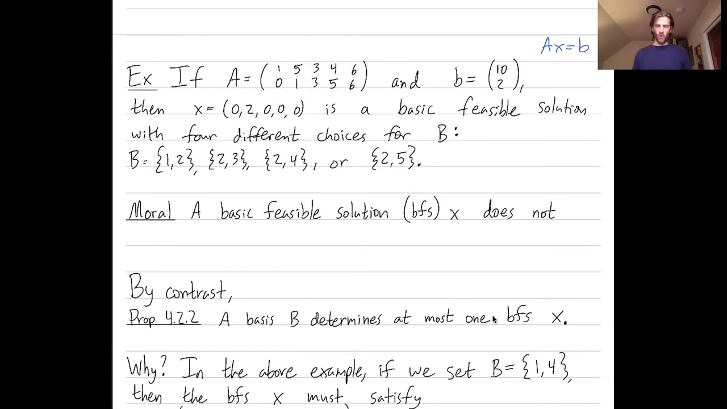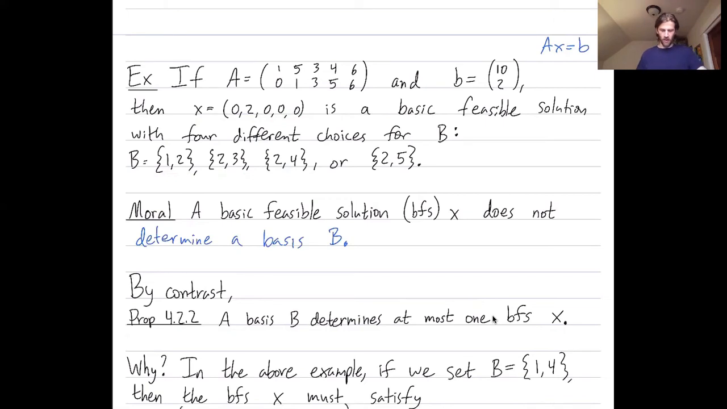So what we've seen is we have a basic feasible solution that might correspond to multiple different bases, capital B. And that's our moral. A basic feasible solution x does not determine a basis B, right? It might determine several possible bases, capital B. This brings me to my next point. By contrast, a basis B does determine at most one basic feasible solution, okay? So if I tell you a basic feasible solution, there might be several corresponding bases. By contrast, if I tell you a single basis, that gives you at most one basic feasible solution.